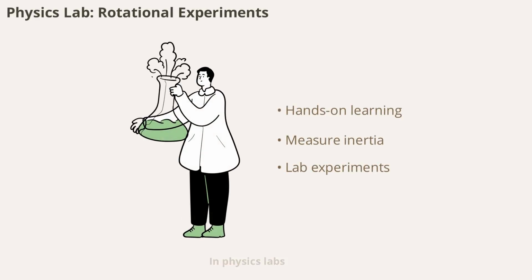In physics labs, experiments with rotating platforms and weights help students visualize and measure concepts like moment of inertia and angular momentum. These hands-on activities reinforce theoretical understanding and build problem-solving skills.